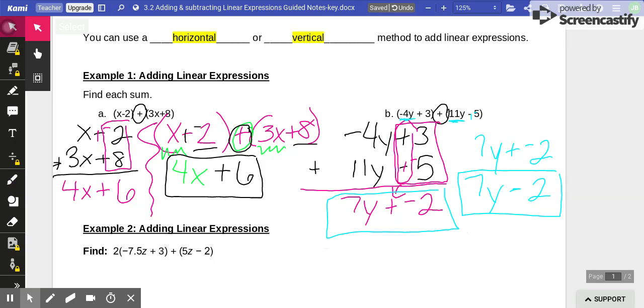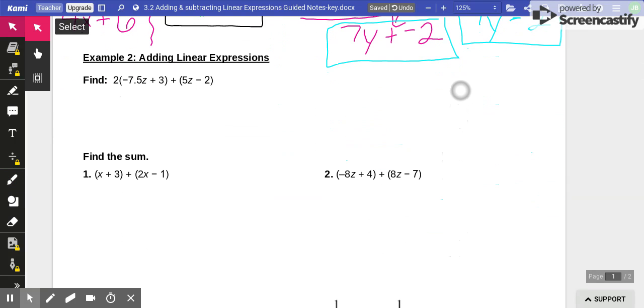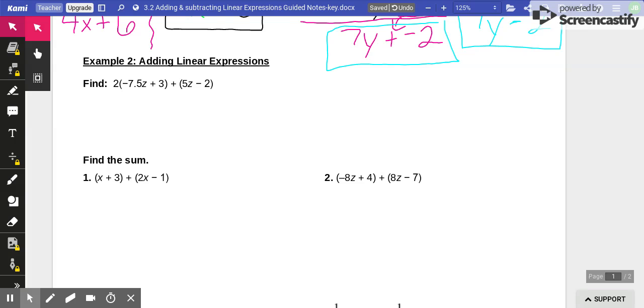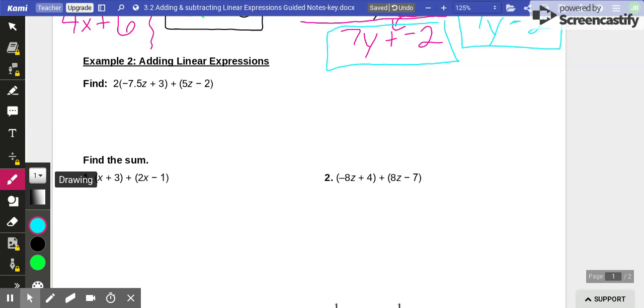All right, let's look at example 2. Now we have a number in front of our expression. So before we can do anything else, we need to distribute that 2 from the front to everything else inside the parentheses. So I need to do 2 times 7.5z. 2 times negative 7.5z is negative 15z. We cannot forget that variable.